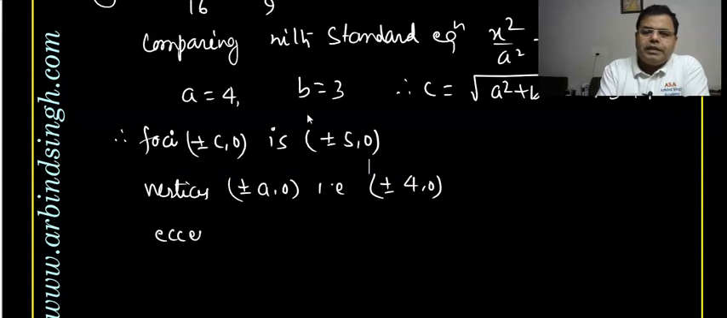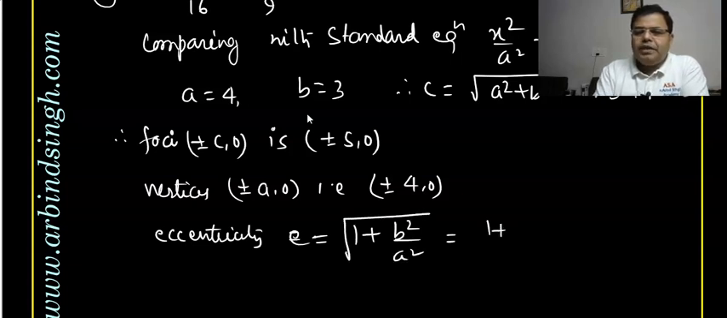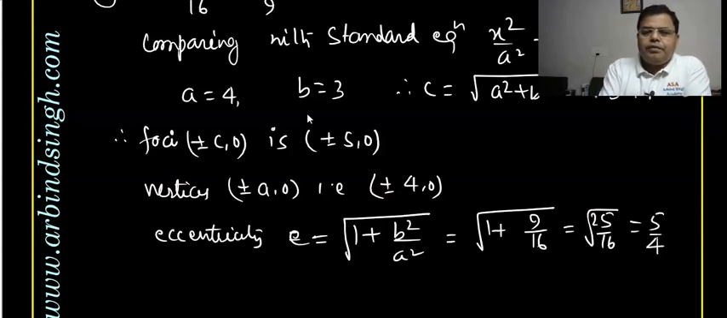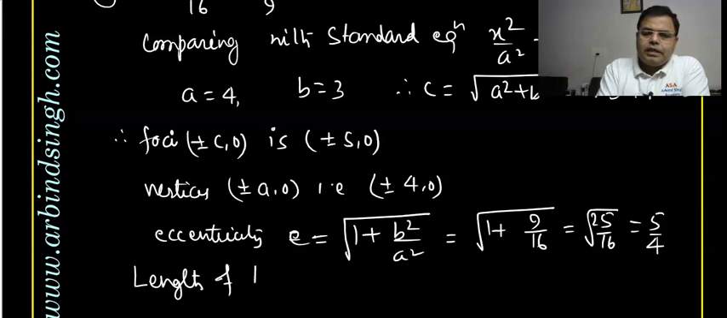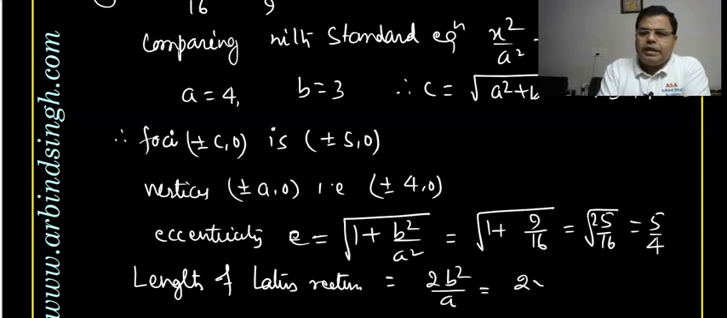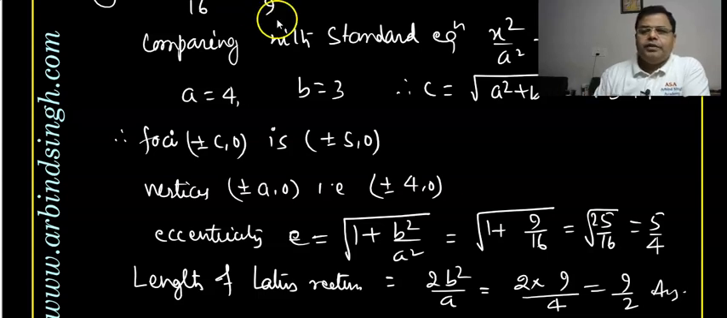and eccentricity e is equal to under root 1 plus b square by a square, that is 1 plus 9 by 16, that is 25 by 16, which is 5 by 4. So eccentricity is 5 by 4, and length of latus rectum is nothing else but 2b square by a, that is 2 into b square, which is 9, and a is 4. So that will be 9 by 2. That will be the answer of this question. So I hope you got it.